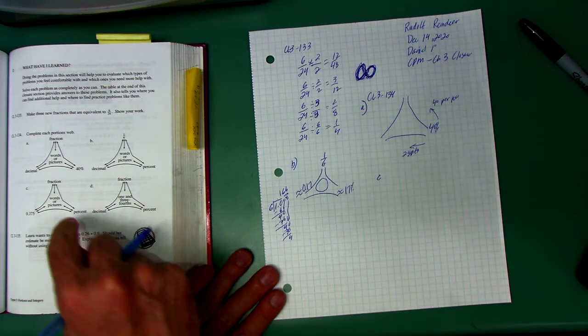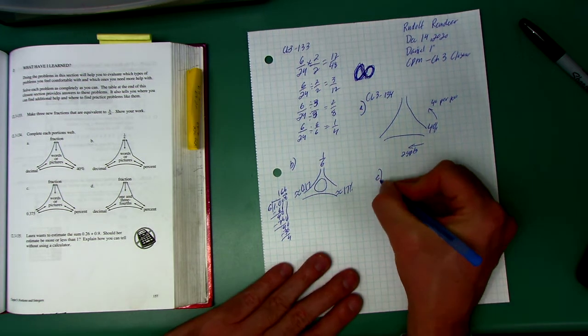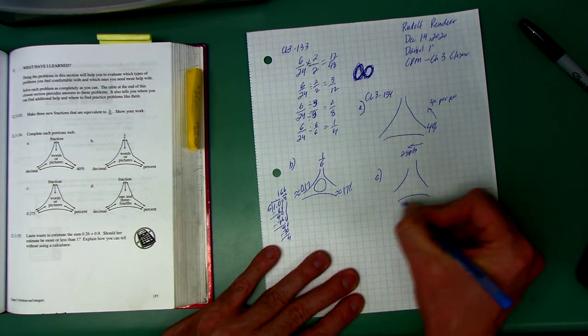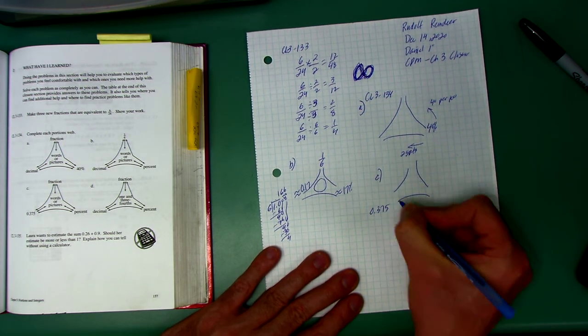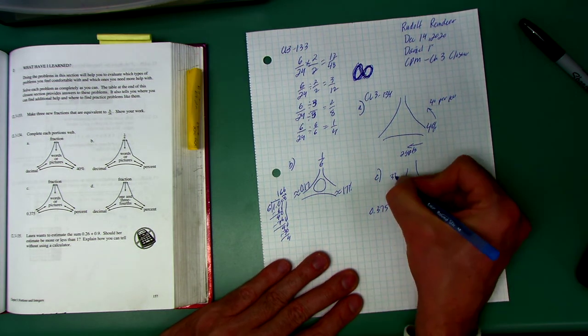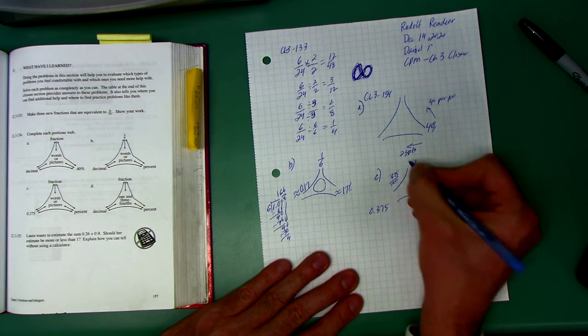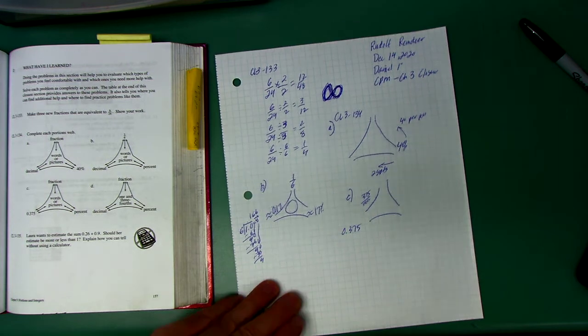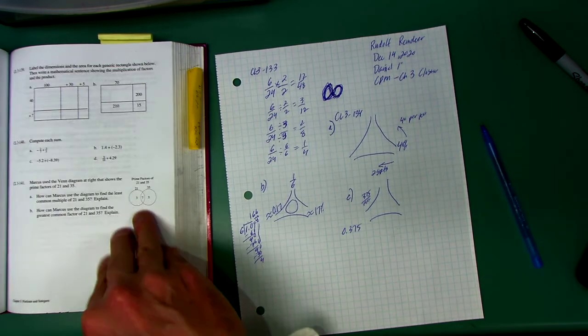All right, C is much easier, 0.375. You can make that a percent easily. And again, 375 thousandths is 375 thousandths. Please simplify.